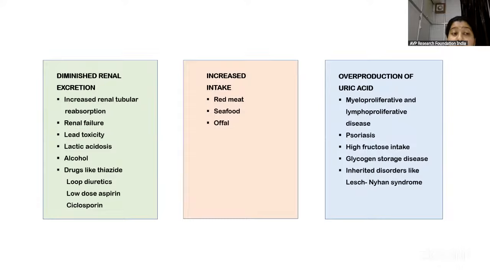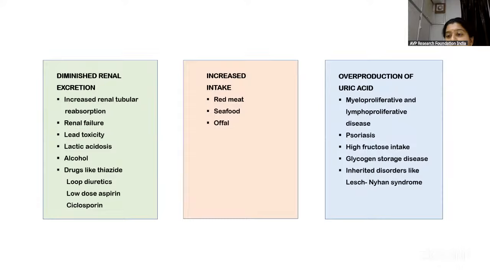Second important factor is diminished renal excretion. As we have seen, this metabolic byproduct should be excreted through urine. So whenever the kidneys are not able to perform this function properly, there is an increased accumulation of this particular metabolite in the blood. And some of the factors which contribute to diminished renal excretion are renal failure, lead toxicity, alcohol, loop diuretics, low dose of aspirin, and so on.